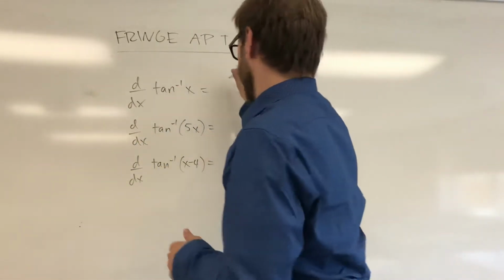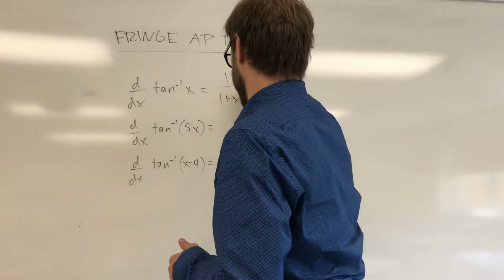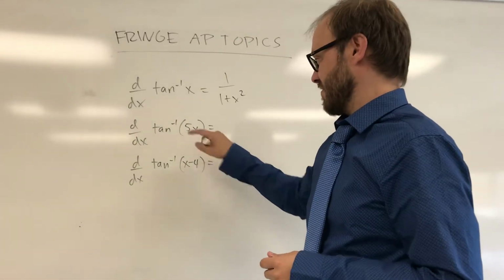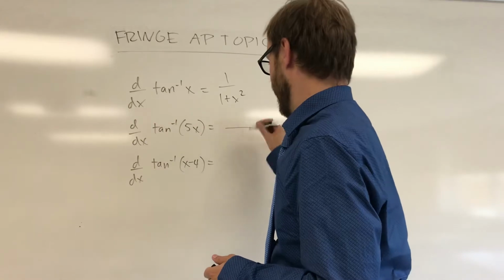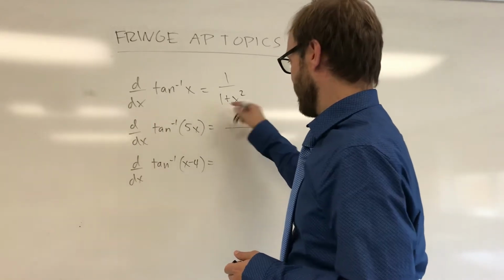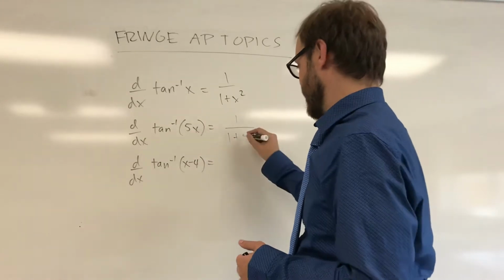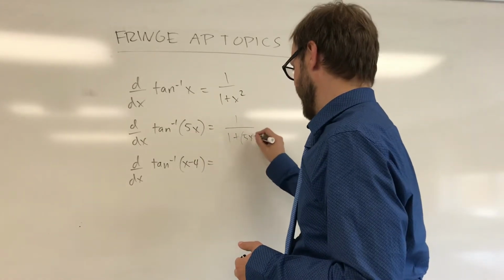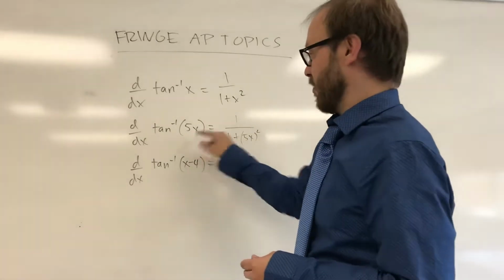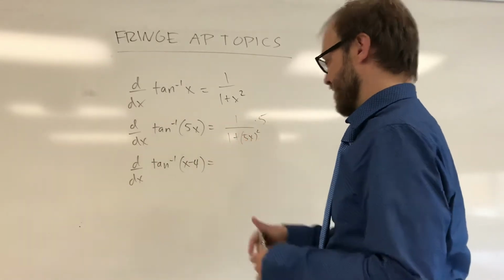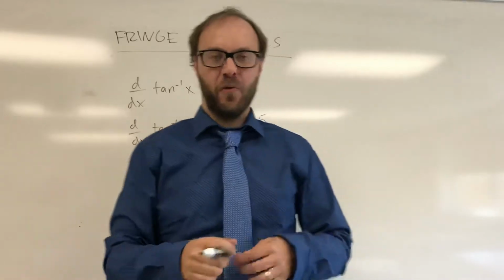Remember, the derivative of the inverse tangent function is 1 over 1 plus x squared. So if I had the derivative of the inverse tangent of 5x, that would be 1 over 1 plus the input, or the inside function, squared. So that would be quantity 5x squared. Remember, you also have to multiply by the derivative of the inside function. So you'd have 5 over 1 plus 25x squared if you simplify the whole thing down.